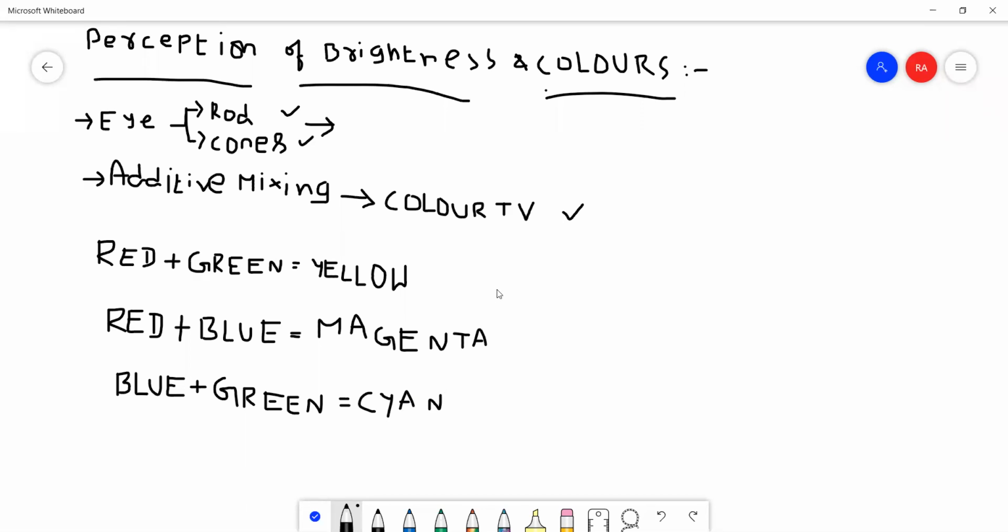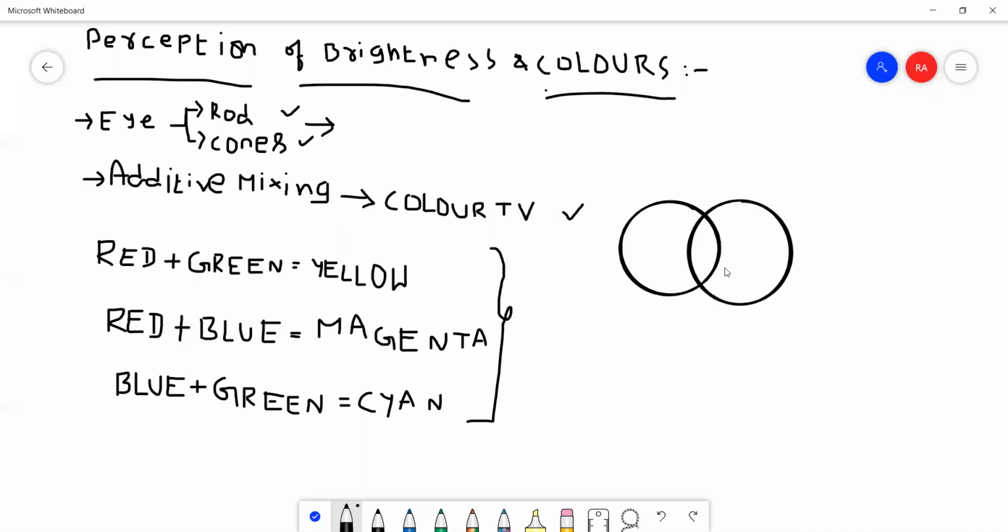So these are the very popular color combinations, especially for the perception of brightness. Red plus green, yellow; red plus blue, magenta; and blue plus green, cyan. That's why they form one figure. So one circle is here, another circle is here.